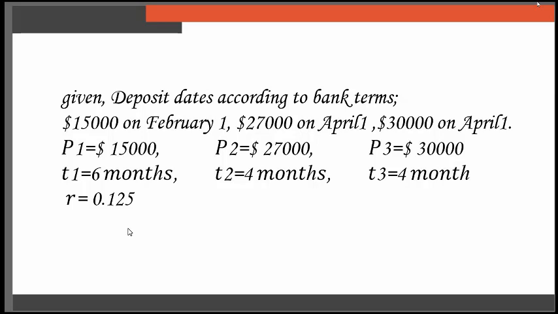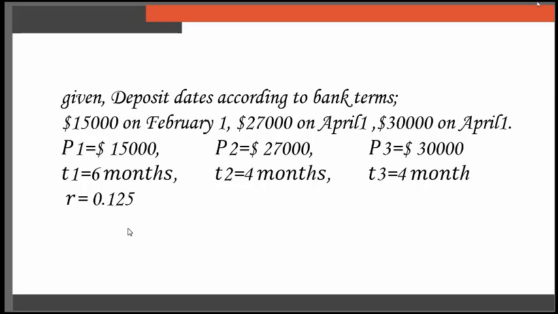Given deposit dates according to the bank terms, $15,000 in February 1, $27,000 on April 1, $30,000 on April 1. The first payment $15,000, the second $27,000, the third $30,000. The first T equal to 6 months from February 1 to July 31. The second equal to 4 months from April 1 to July 31. At the last $30,000, the time will be equal 4 months from April 1 to July 31. April, May, June, July, which is equal 4 months.